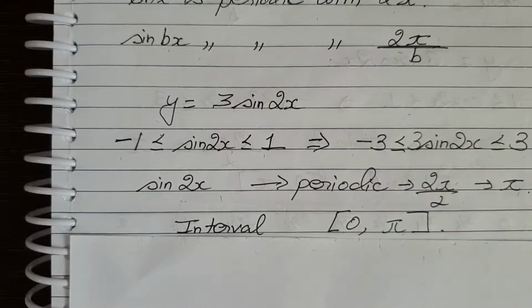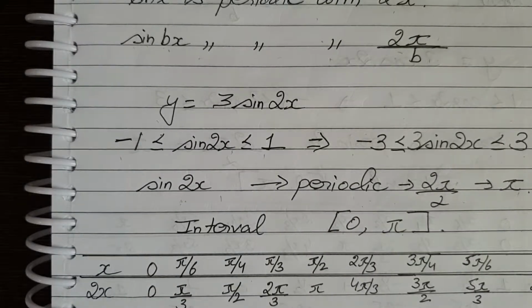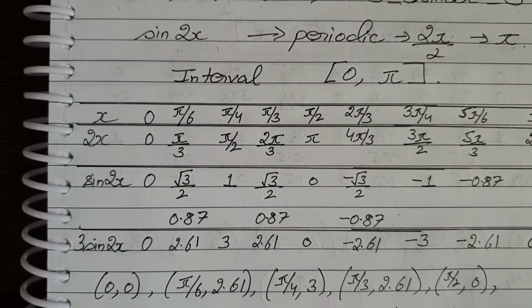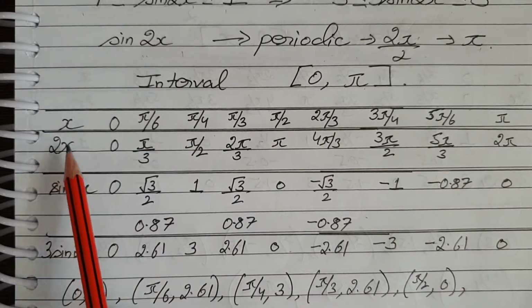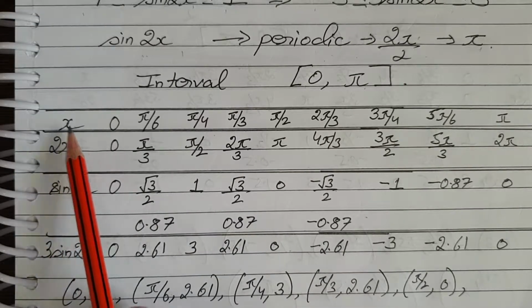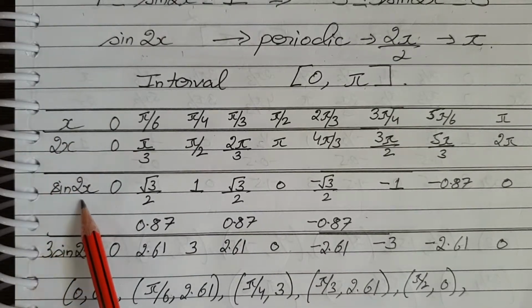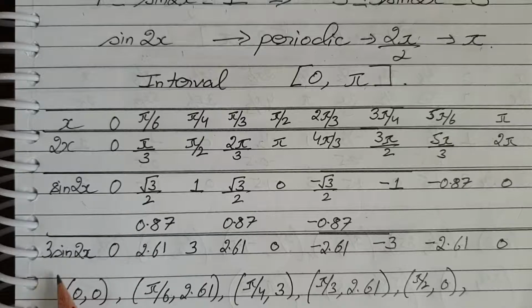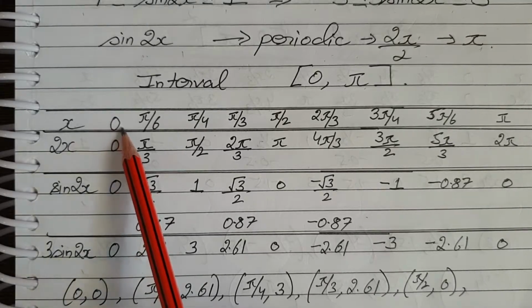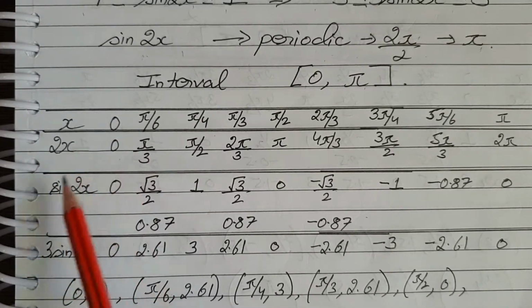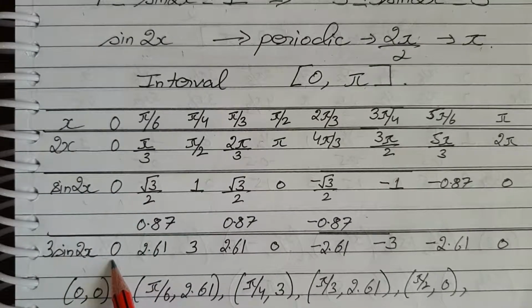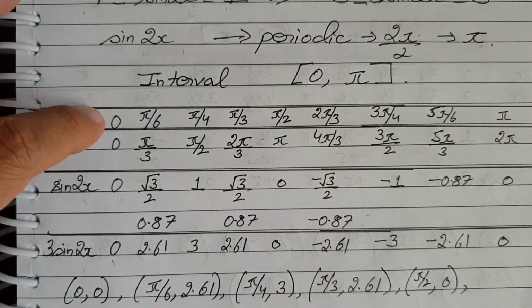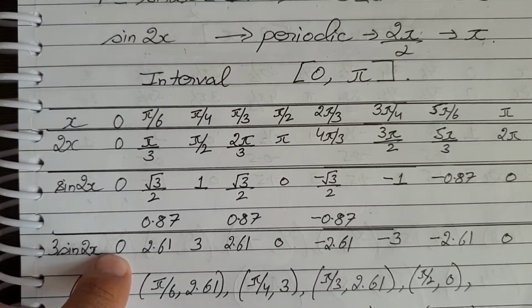And thus we can extend it beyond 0 to pi. So here are the values, which I have taken from 0 to pi. First of all, this is x, this is 2x, this is sine 2x, and this is then 3 sine 2x. When x is 0, 2 times x is 0. Now sine 0 is 0. Similarly 3 sine 2x will be 0.